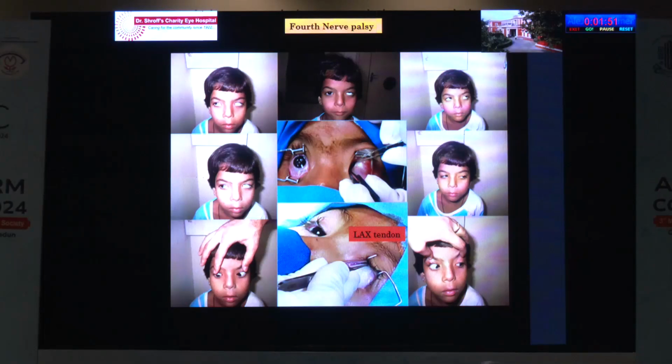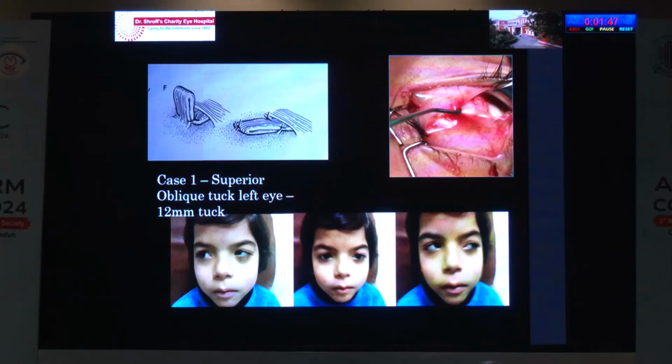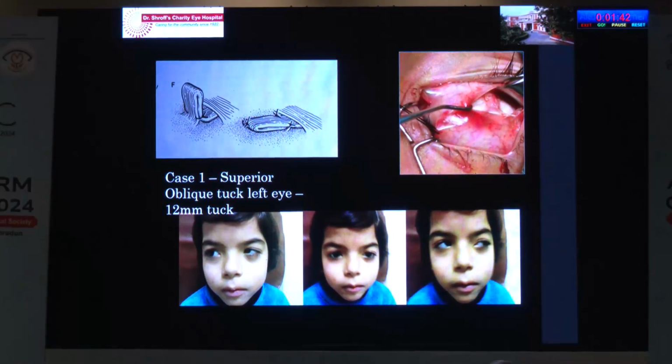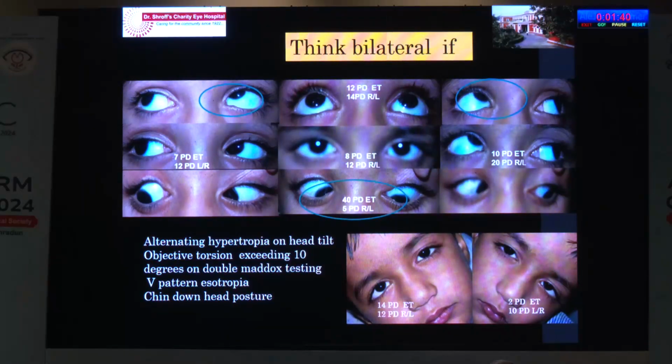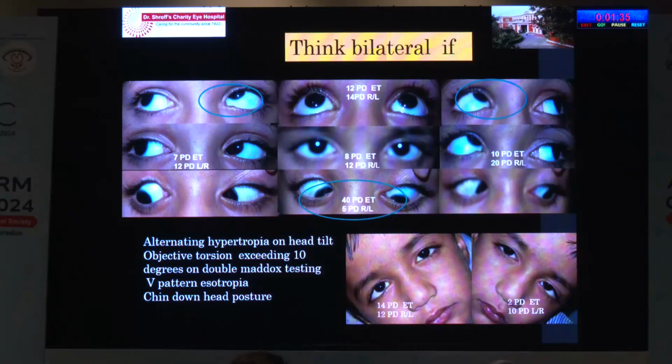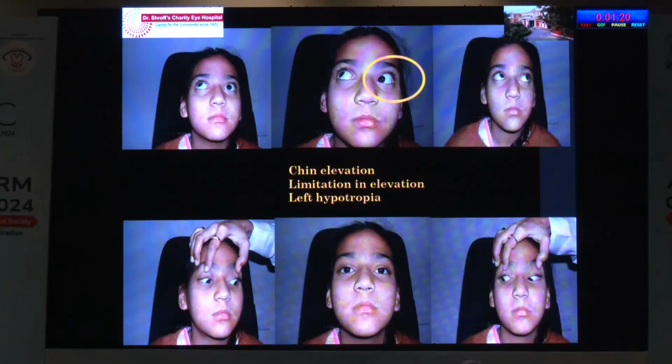The important investigation is a forced traction test, and the forced traction test tells you whether it is very lax. If it is very lax, then you need to do what is called a tuck. Always think bilateral if you have alternating hypertropia and a V esotropia in down gaze. That is why you need to measure in up gaze and down gaze whenever you are measuring. Alternating hypertropia with a V esotropia in down gaze tells you that this could be a bilateral superior oblique palsy.